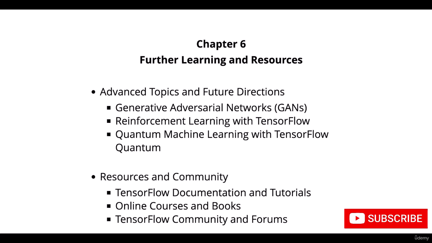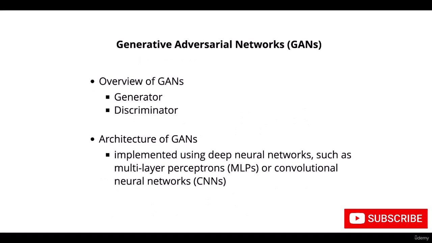The first one is advanced topics and future directions. In this advanced topics, we're going to first talk about generative adversarial networks, or GANs. Generative adversarial networks are a class of deep learning models introduced by Ian Goodfellow and his colleagues in 2014. GANs consist of two neural networks, the generator and the discriminator, which are trained simultaneously in a competitive manner.